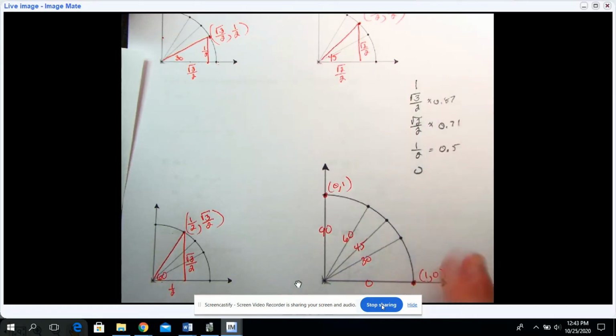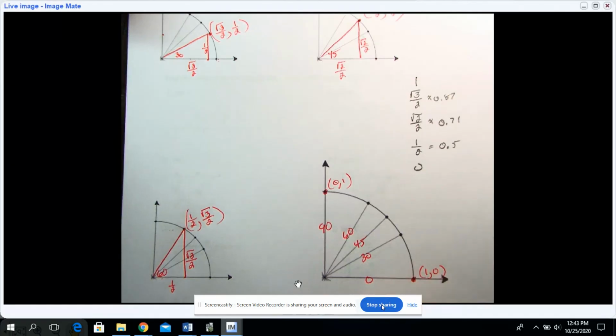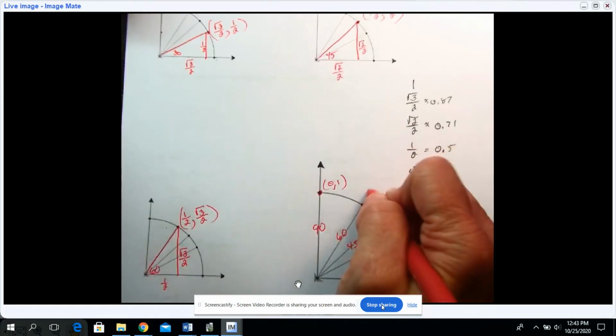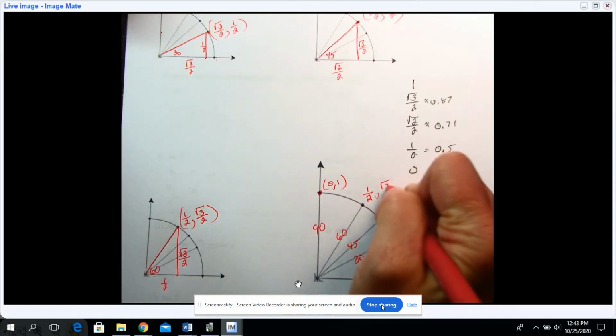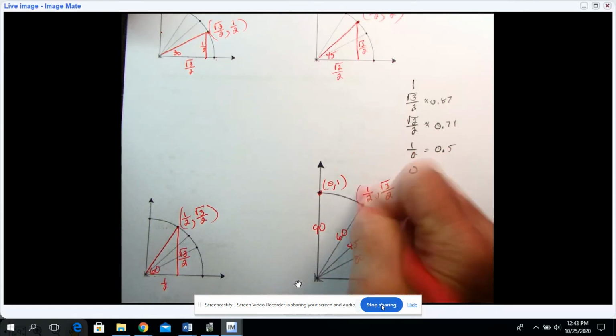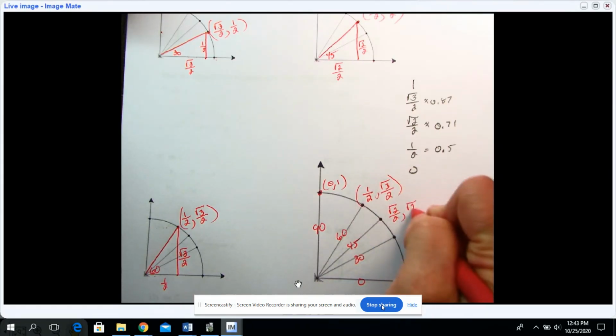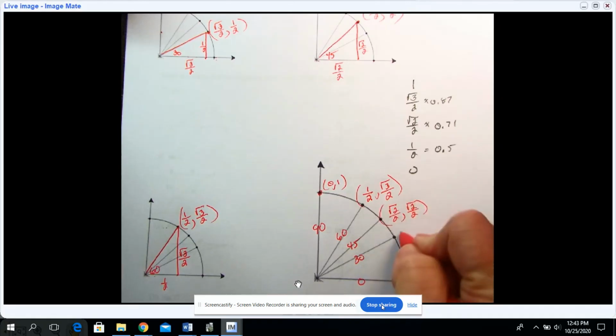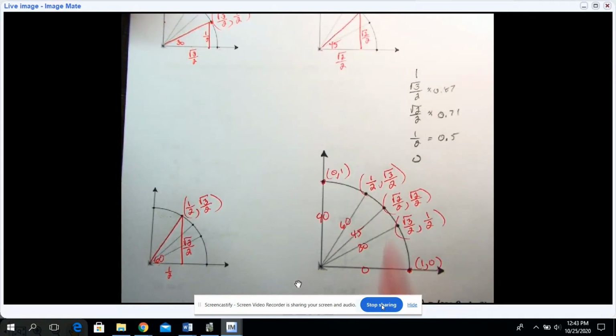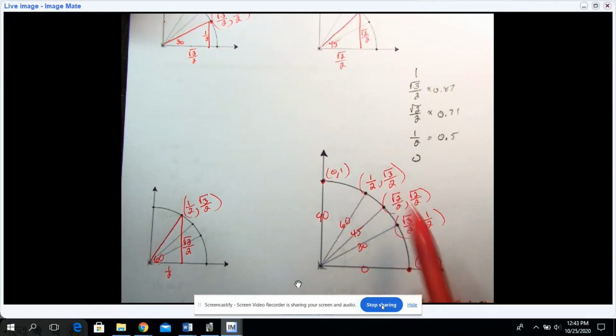So here they are all together. I'm going to write them down, and then I'm going to show you the pattern. This one was, again, 1/2 and square root of 3 over 2. This one was square root of 2 over 2 and square root of 2 over 2. And then this one is square root of 3 over 2 and then 1/2. I want you to notice all of the denominators here are 2.